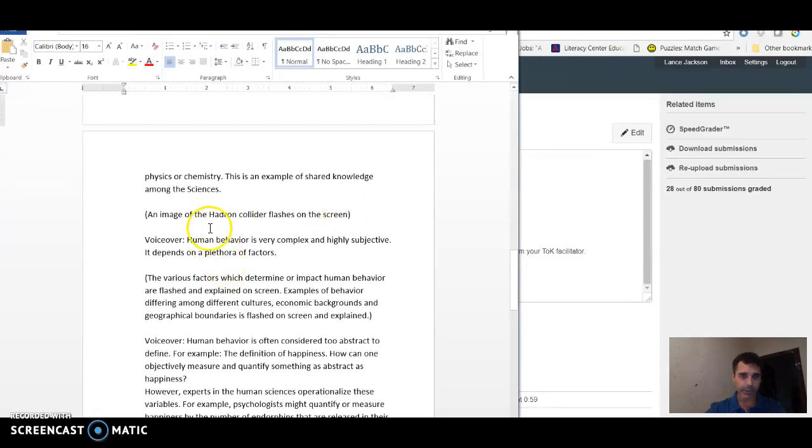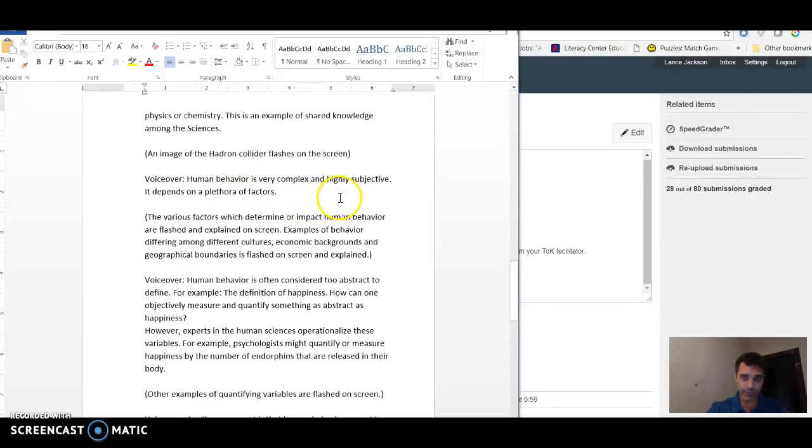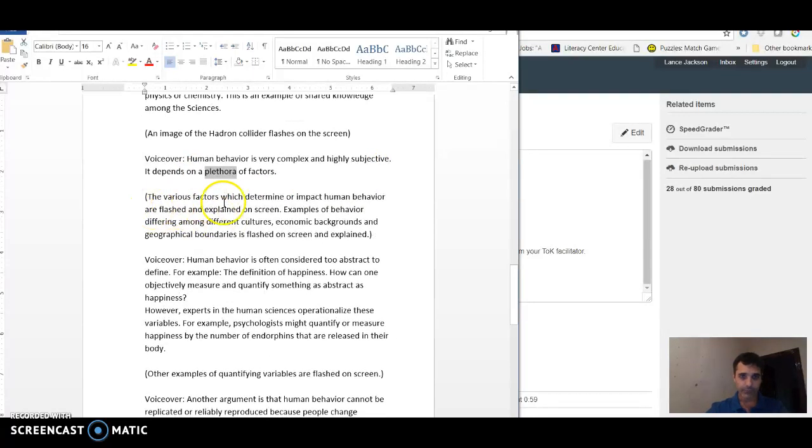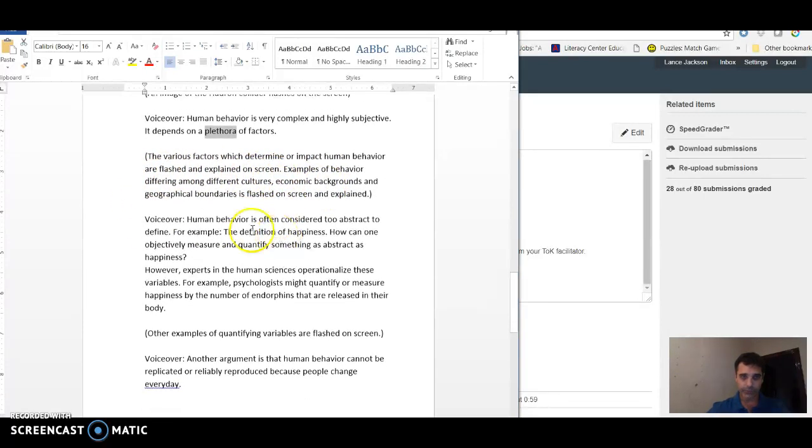All right, so they've got the Hadron Collider. I hope you all know what the Hadron Collider is. If you don't, then you should go to Google immediately and find out, because it's cool. Human behavior is very complex and it's highly subjective. That's right, okay? Plethora, what a beautiful word. The various factors that determine it are flashed and explained on the screen.